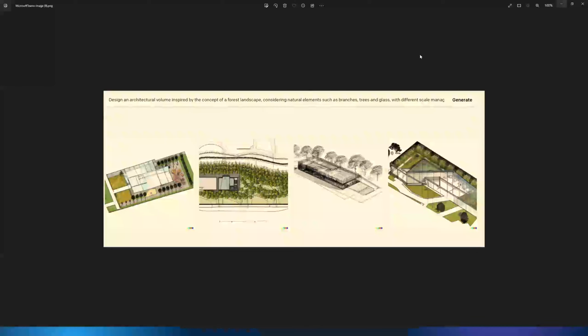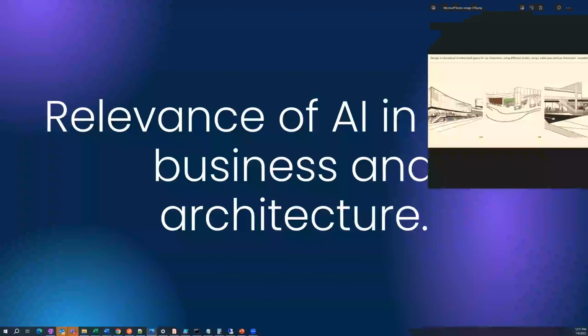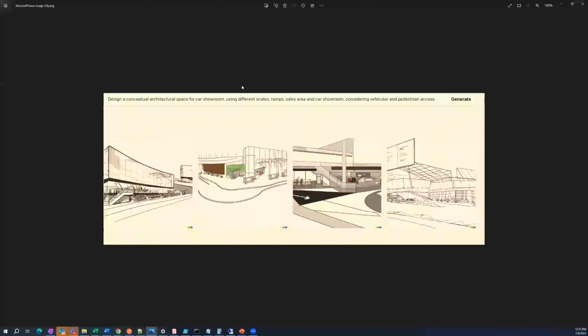Let me see. There's another one here. Design a conceptual architectural space for a car showroom using different scales, ramp, sales area, considering vehicle and pedestrian access, right? So it can basically give you the conceptual design and get you started. Obviously, all of these need a lot more work to even be presentable to your clients, right? But from a standpoint of, hey, this is a cool concept, I think that's where AI can be used right now by architects, either this image generating AI, or we can talk about this.